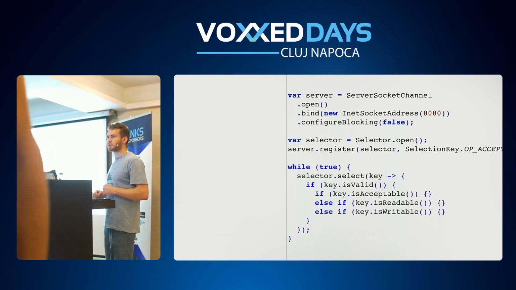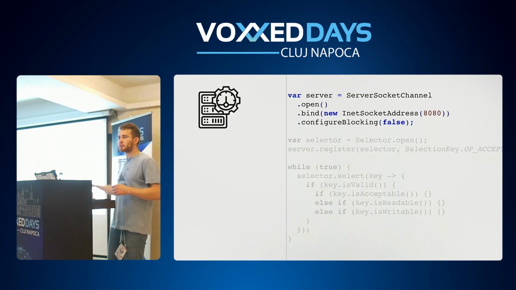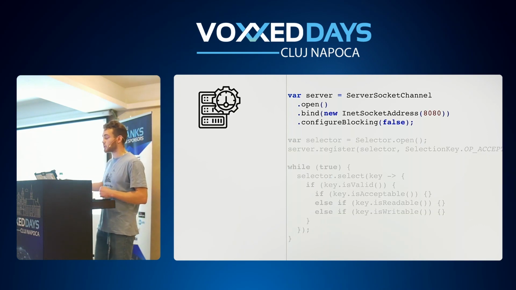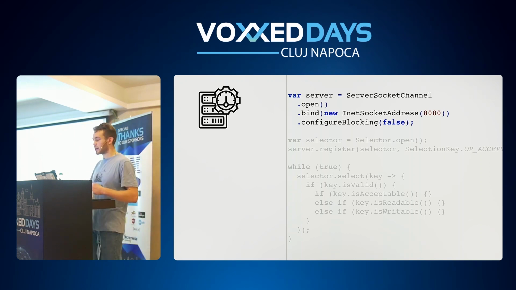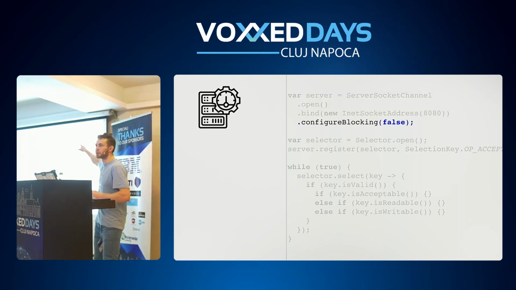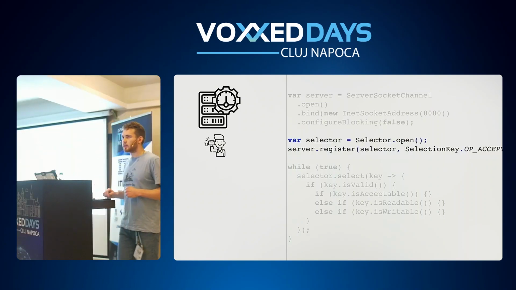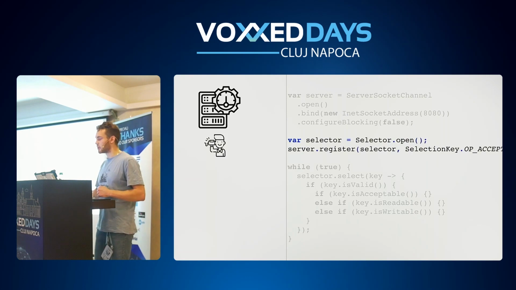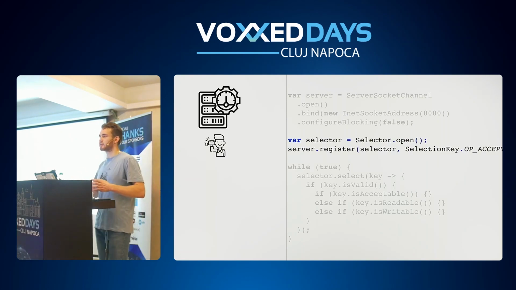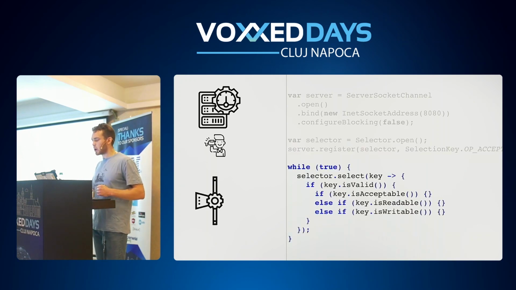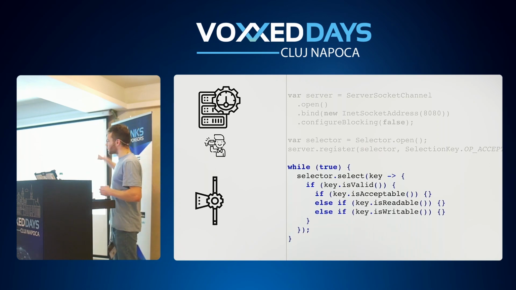From the code perspective, this approach looks like the following. In order to open our server and bind to a specific port, we need to open server socket channel, bind to a specific port, and the most important, we need to configure it as non-blocking. This is the important part. Then we need to open a selector and register that currently we are interested in events that accept connections.